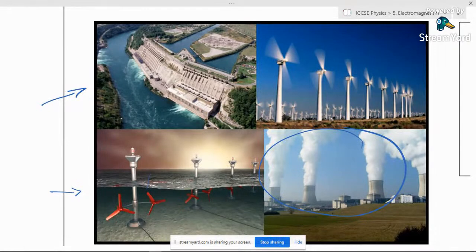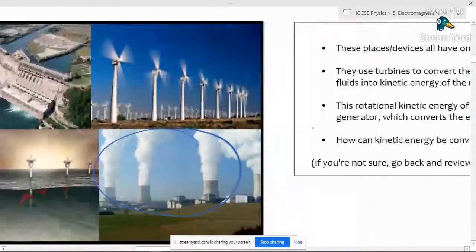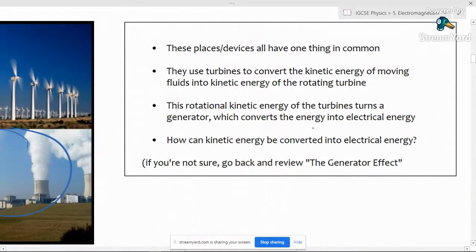In a nuclear generating station, all they do is use nuclear fuel to heat up water inside a closed system. When you heat up water, it turns to water vapor and takes up a lot more space. They use that increase in volume to turn a turbine, which then turns a generator to generate electricity. So that's what all those things have in common.